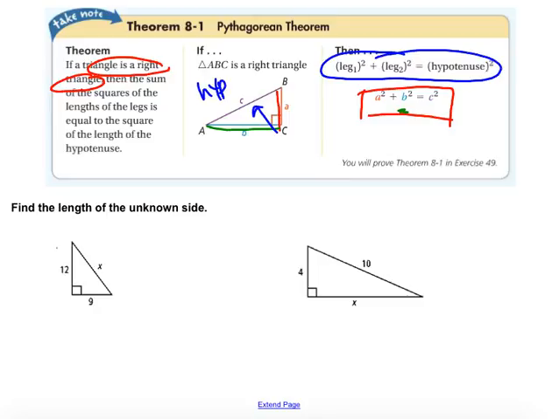So let's try one out. So it says find the length of the unknown side. Okay, so we're looking for our hypotenuse. Do you guys see that? Because this is the side across from that right angle. So there's our hypotenuse. And now we just plug in straight to our formula. So I'm going to have 12 squared plus 9 squared equals x squared. So that's what we're looking for.